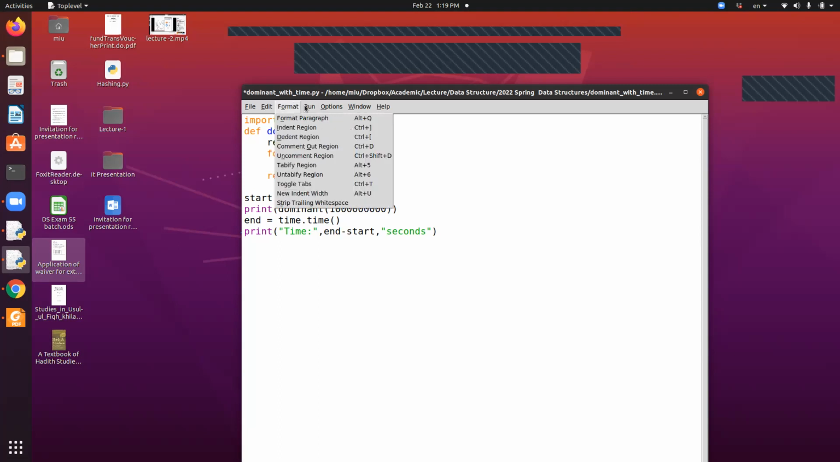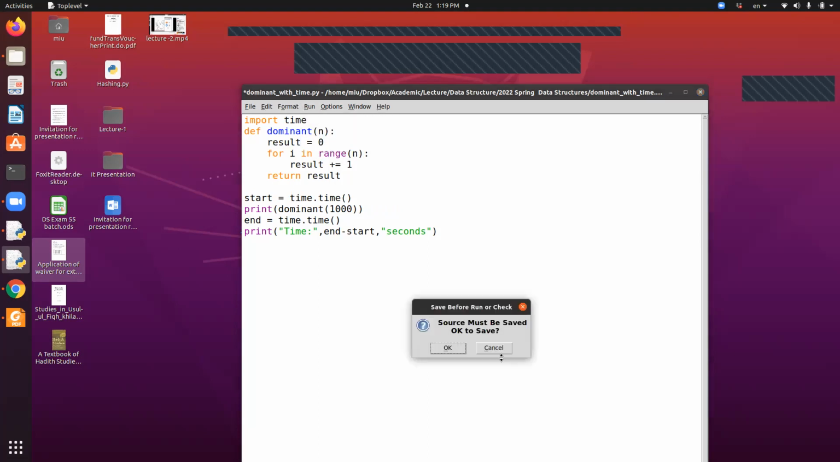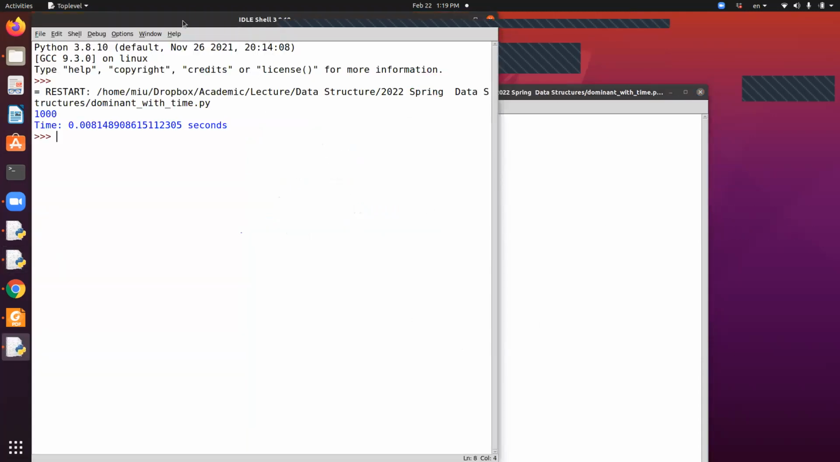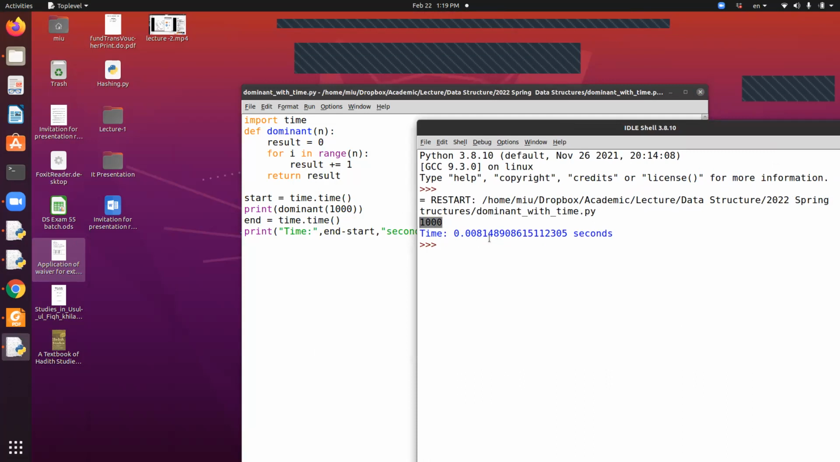So I'm showing it to you practically. Say, for example, I would parameterize it first by 1000 and see how many seconds it takes to run. Let me run it. I have run it. The output is 1000, no problem there. And the second is, as you can see, 0.008 seconds. Let me keep a record right here on my desktop. For n equal to 1000, the time is 0.008 seconds, right?